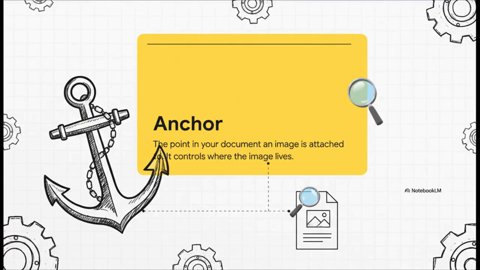So if you've ever put an image in a document and had it just fly all over the place when you type, you need to know about the anchor. Seriously, think of it just like a boat's anchor. It locks your image down to a specific spot, whether that's a paragraph, a single letter, or the page itself. This is what keeps everything from going haywire when you edit your text.